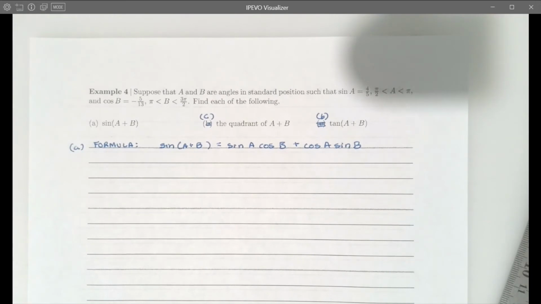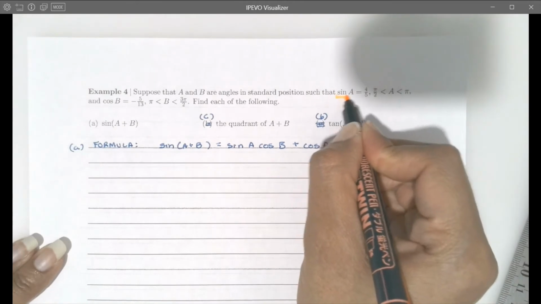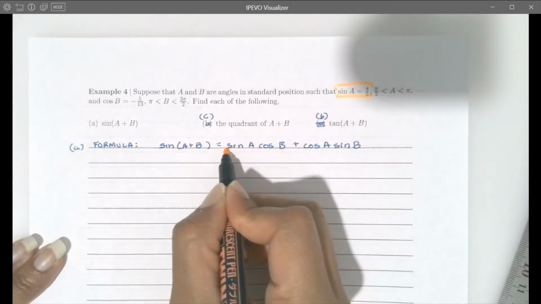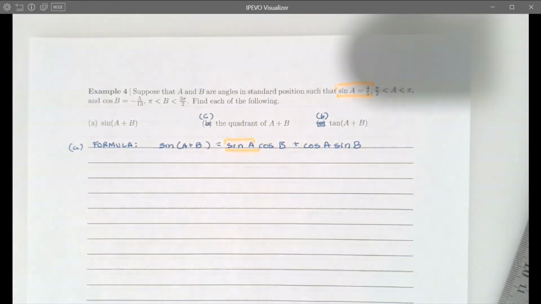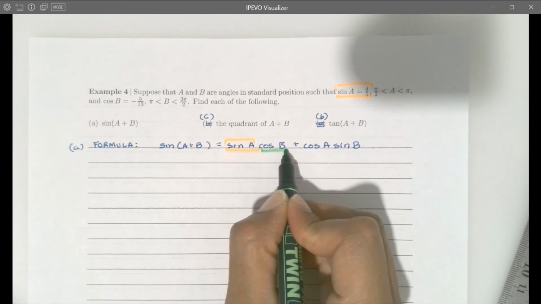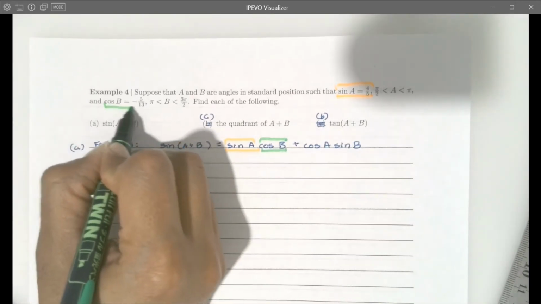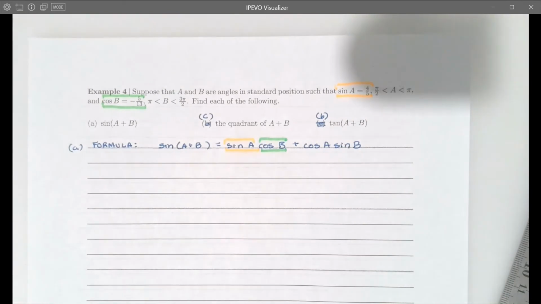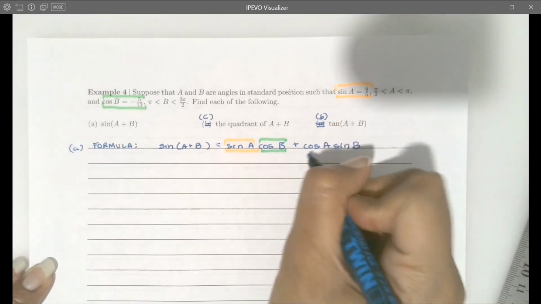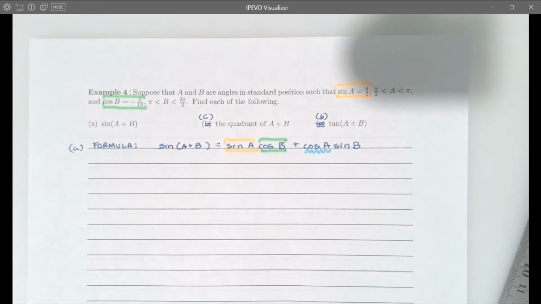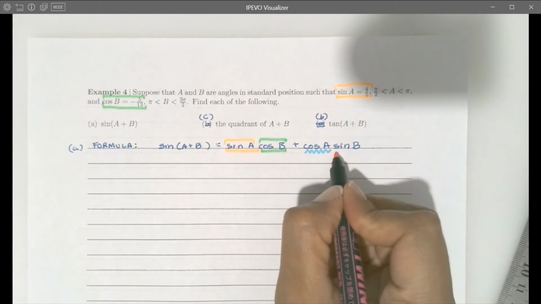Now, notice they gave us sine of A. Right, sine of A is here. So this we have. They also gave us cosine of B. Okay, so that we also have. That means that in order to compute sine of A plus B, we're going to need to know what is cosine of A, as well as what is sine of B.